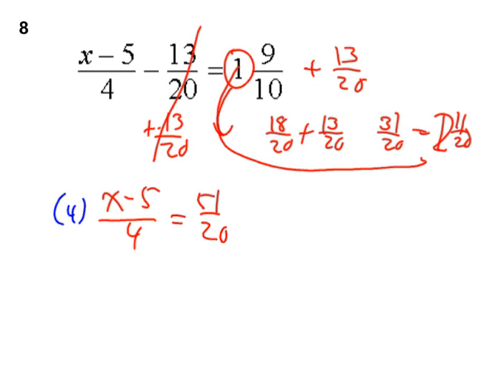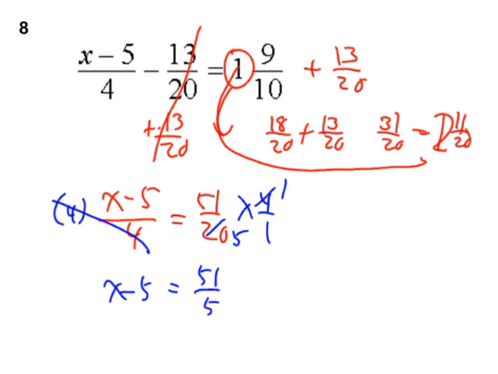Now I'm going to multiply both sides by 4. I'm going to multiply this side by 4. Now 4, of course, is the same thing as 4 over 1. So I get x minus 5 is equal to the product of these. Cross reduce. I get 51 over 5.